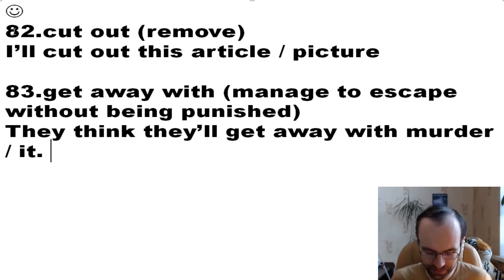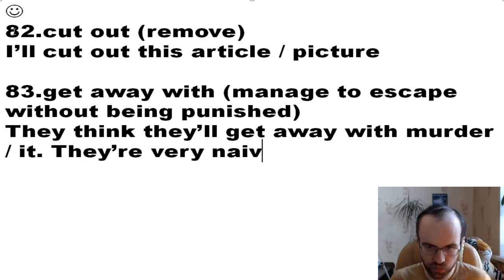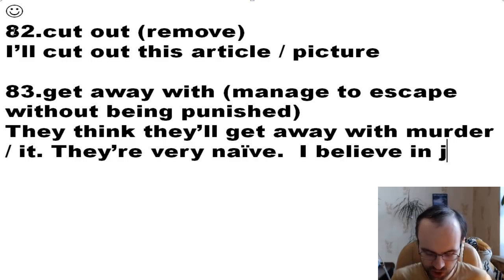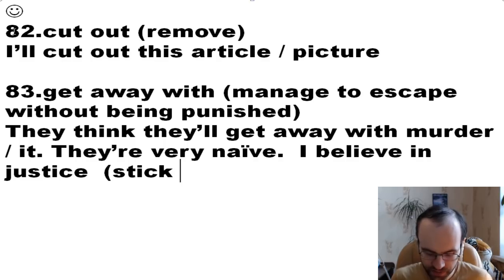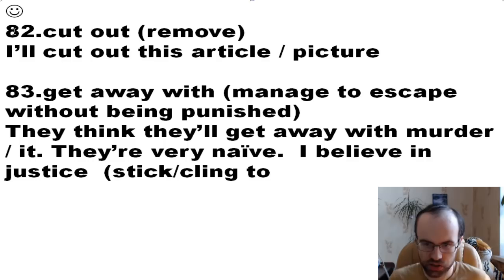They're very naive. I believe in justice. Or you can say, I stick to the idea. Maybe you can use these phrasal verbs, stick to or cling to. So I stick to the idea or I cling to the idea that justice exists and follows us.